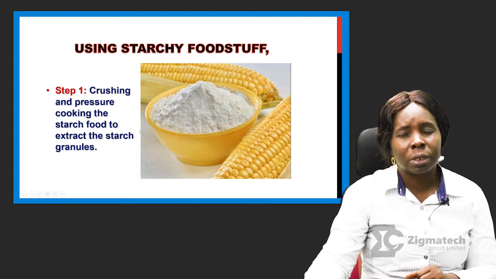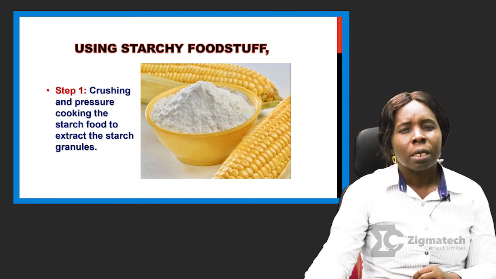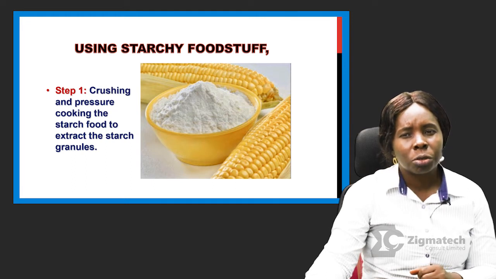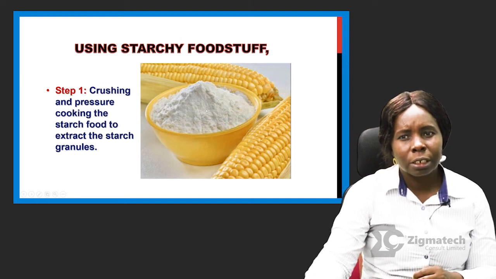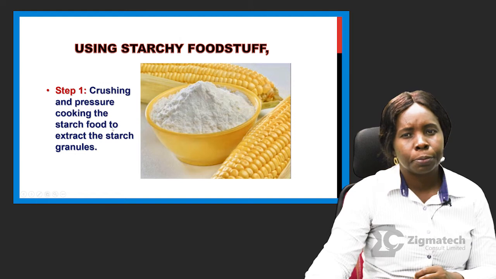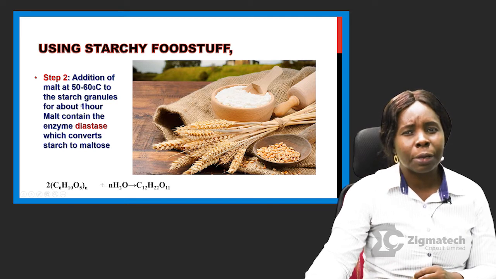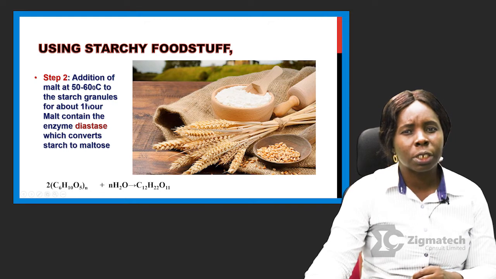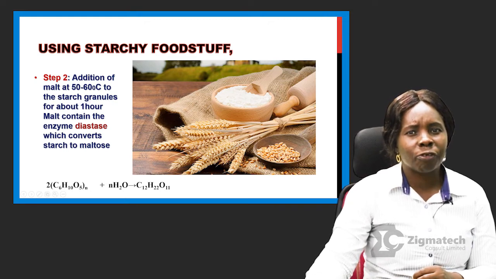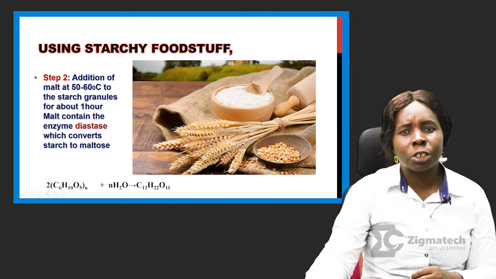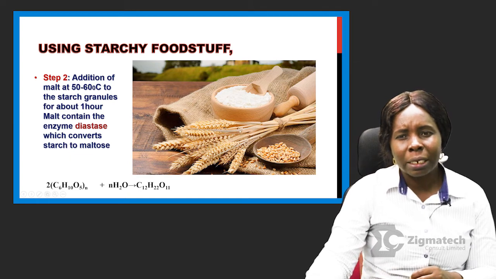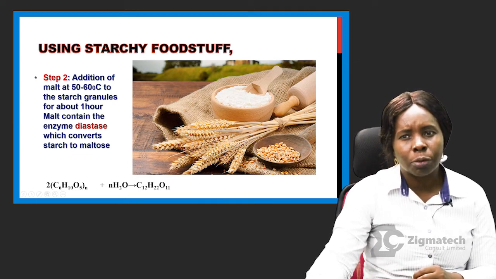Now we start from starchy food, using starchy food to produce ethanol. The starch, like corn or sorghum, is crushed and pressure cooked to extract the starch granules. You can see this starch granules being extracted. After that, malt is added at a temperature of 50 to 60 degrees Celsius to the starch granules and left for about 1 hour. Malt is partially germinating barley. Barley that is germinating slowly is malt.